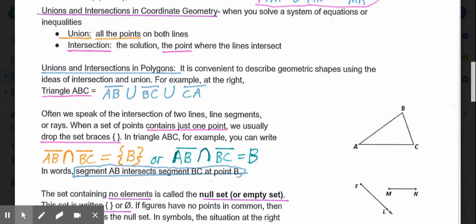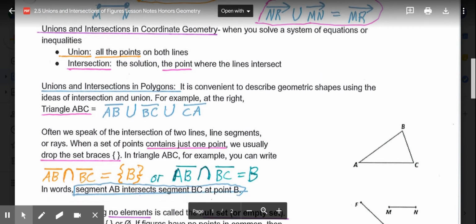Then we look at the idea of unions and intersections related to coordinate geometry. Remember, coordinate geometry is when we're dealing with a coordinate plane, so lines, intersections, different coordinates, x, y values. When you solve a system of equations or inequalities, that's when you're applying the idea of unions and intersections. The union would be all the points that are on both lines. In the past, in algebra, when you had to plug a point into two equations to see if it was a solution for the system of equations, that is looking at the union with all the different points on both lines.